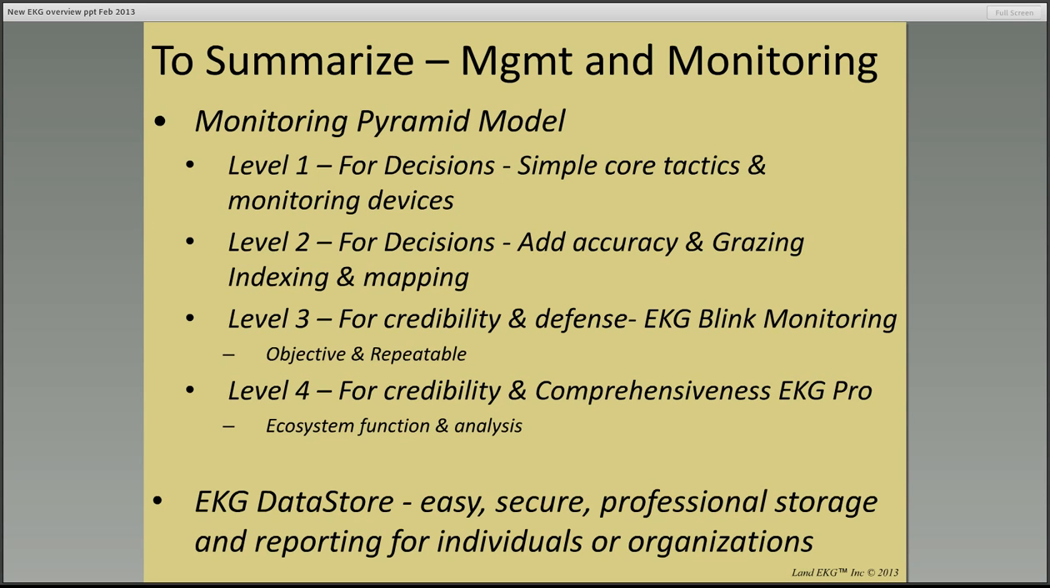The 3rd level allows us to start to really increase our credibility and defense capability, and that gets into our EKG Blink monitoring, primarily because we've got some very effective and repeatable methodologies that allow for a consistent collection of that information. And then from a more comprehensive nature, you can consider the pro level, which really allows us to understand more ecologically the function of the system and provides much more detailed analysis relative to the system itself.